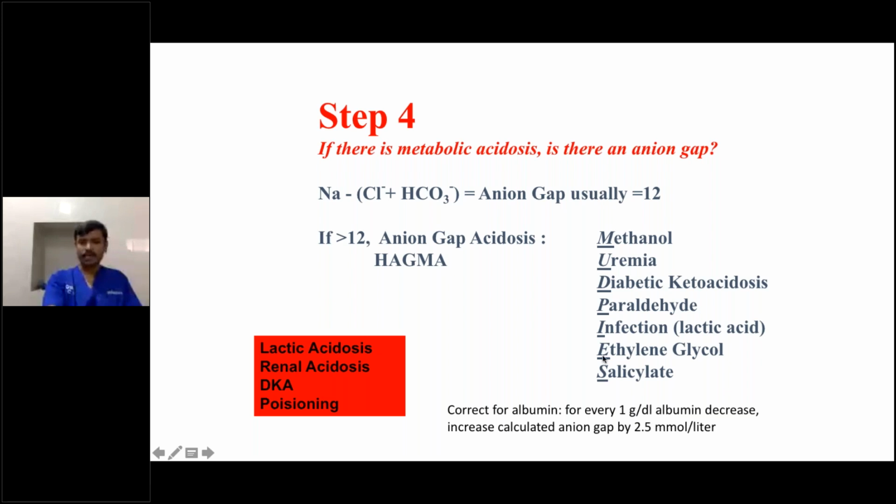To understand this, there is a formula to remember it. This is called MUDPILES. These are the causes. Methanol: any alcohol poisoning can cause high anion gap acidosis. It may be methanol, it may be ethanol, it may be ethylene glycol, which causes an increase in the high anion gap metabolic acidosis. Uremia because of kidney failure, diabetic ketoacidosis, uncontrolled diabetes, paraldehyde comes in the poisoning drugs. Infection, sepsis causes lactic acidosis. Ethylene glycol.